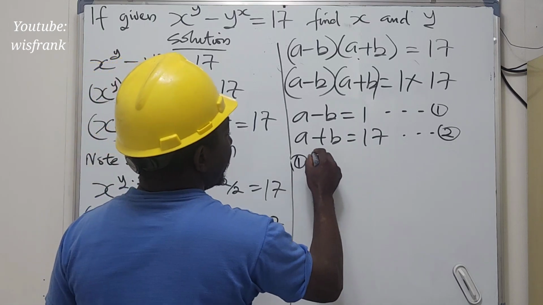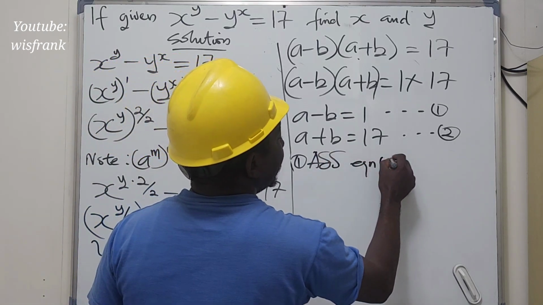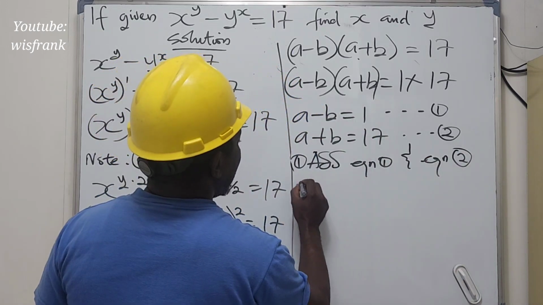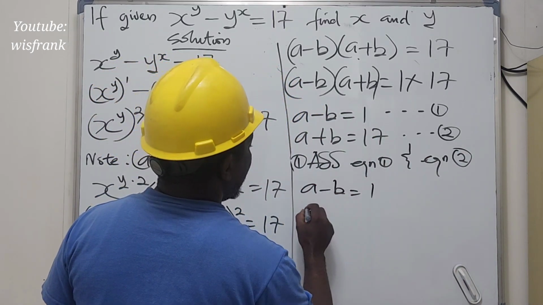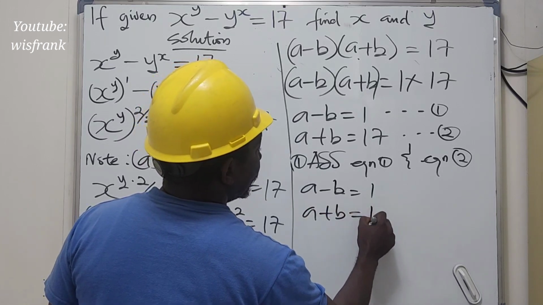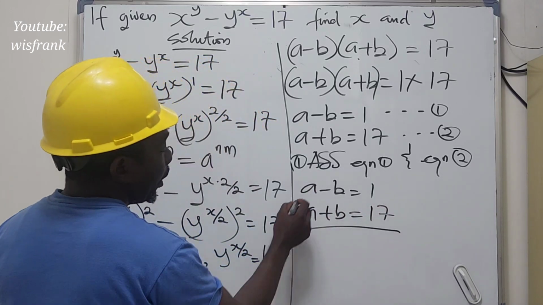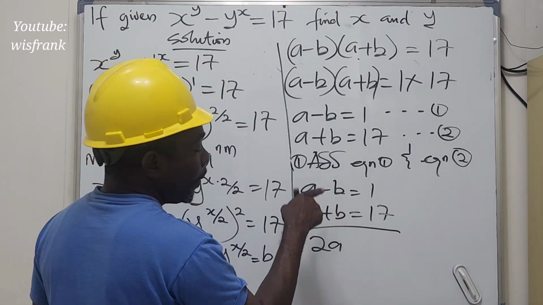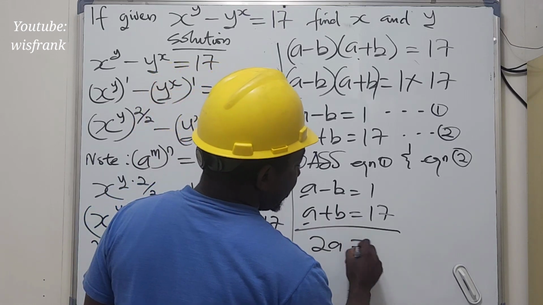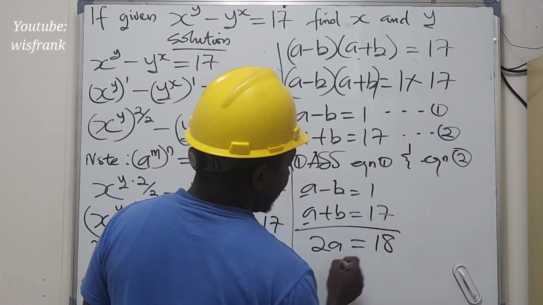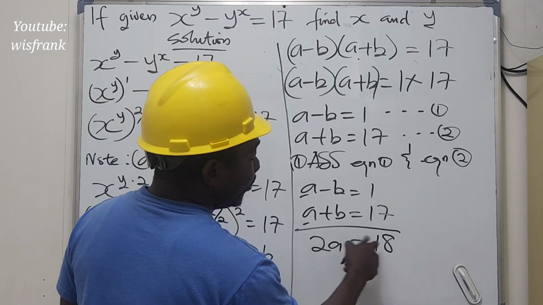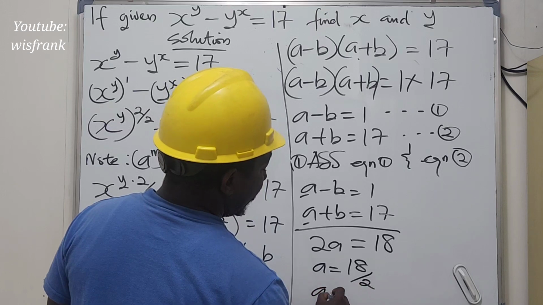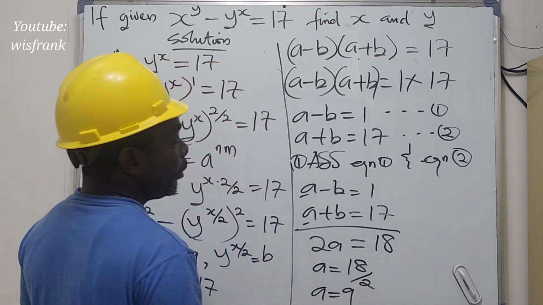So from here we say add equation 1 and equation 2. This is the same thing as having a minus b equals to 1 and a plus b equals to 17. So adding these two, a plus a will give us 2a, and we have minus b plus b will give us 0. So this equals to 1 plus 17 equals 18. So in this case, dividing both sides by 2, we have a equals to 18 all over 2. Therefore, our value of a equals to 9. So this is the value of a that we have.